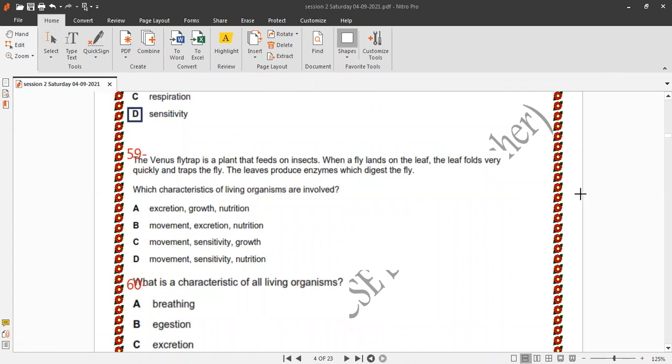Question 59. The Venus flytrap is a plant that feeds on insects. When a fly lands on the leaf, it folds very quickly and traps the fly. The leaves produce enzymes which digest the fly. Where is the correct answer? Here, excretion?